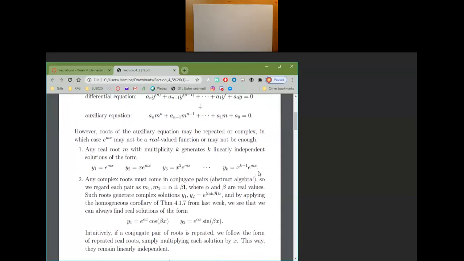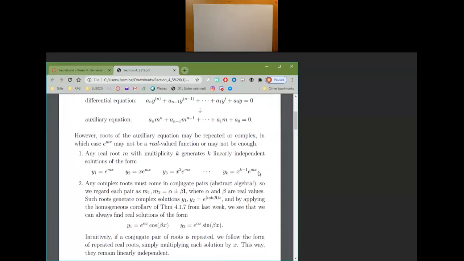The problem with this is that this auxiliary equation might not be nice. Even though it's constant coefficients, they're even constant real coefficients, right? That's honestly narrowing it down a lot, but it won't always have very nice roots. And so we have to develop a couple of tools for how to deal with when these roots are repeated or when they're complex, right?